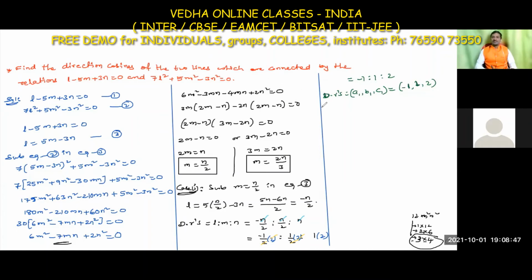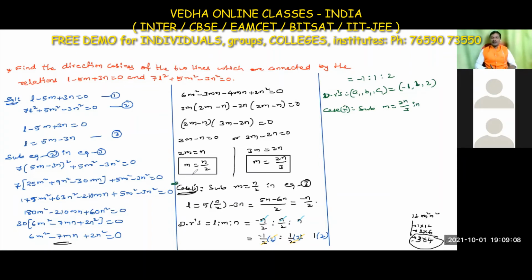Now take case 2. Now taking case 2, substituting m is equal to 2n by 3. Sir, this is for case 1 only? Case 1 only. Case 1 means from here onwards, again we have to find case 2. We got 2 m values, that's why we get two cases.